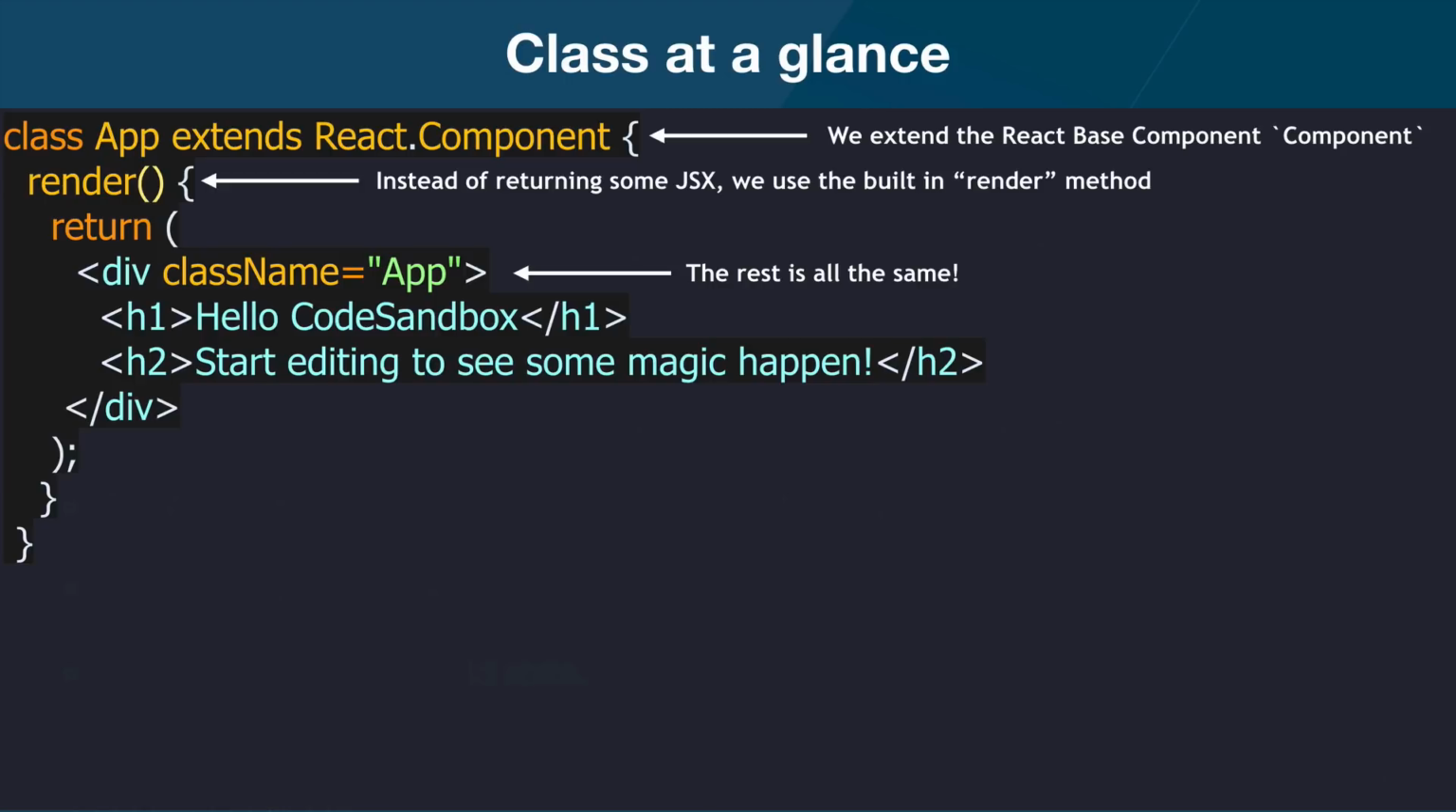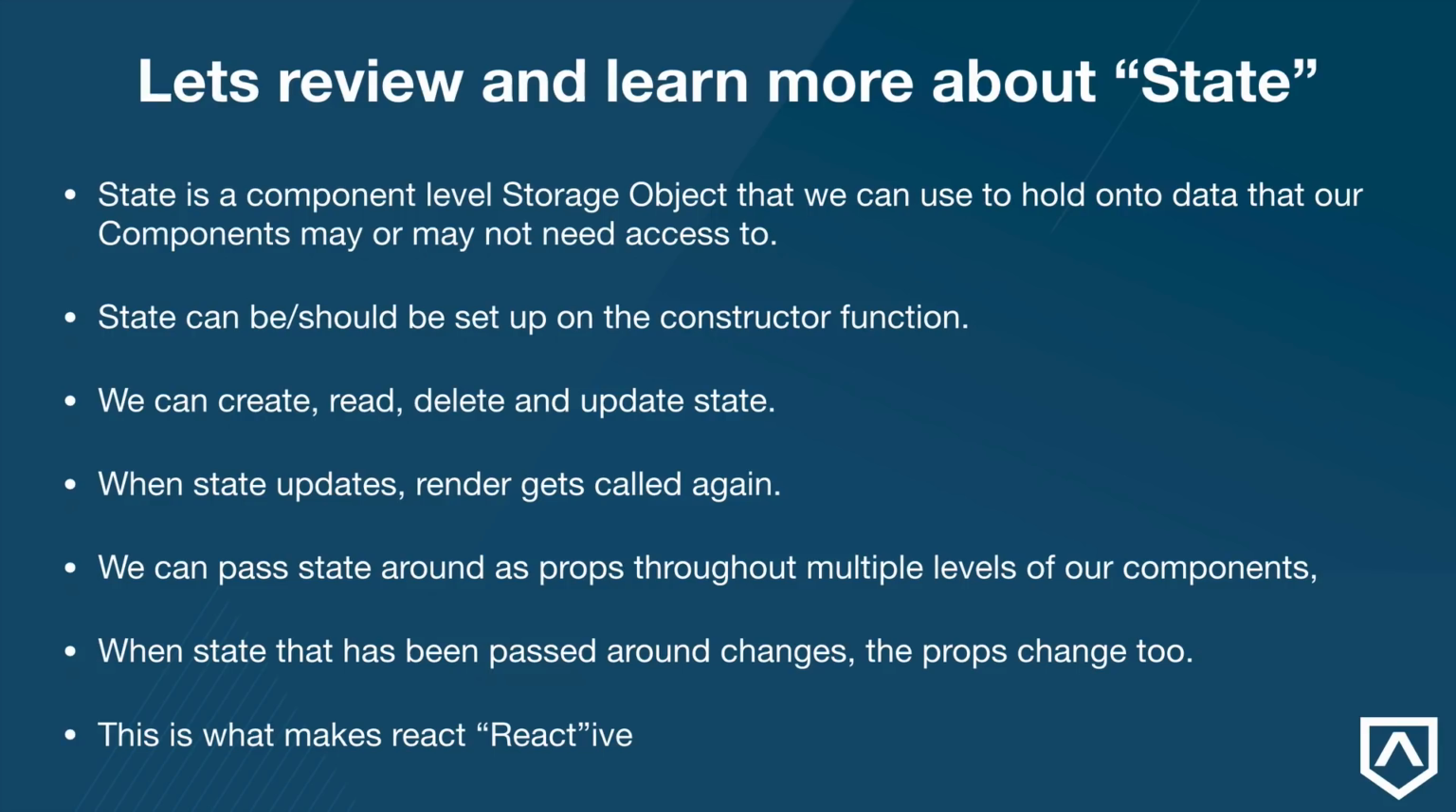Okay, so now I mentioned earlier the most important thing to know about a React class is that we can hold on to some state. So let's talk about state as we already know about it a little bit, but we're going to review these major topics and move on from there. So state is a component level storage object that we can use to hold on to some data that we can give to the rest of our application. State can be and should be set up in the constructor function, okay? So you will see documentation where there is no constructor function inside of class components, and that is fine.